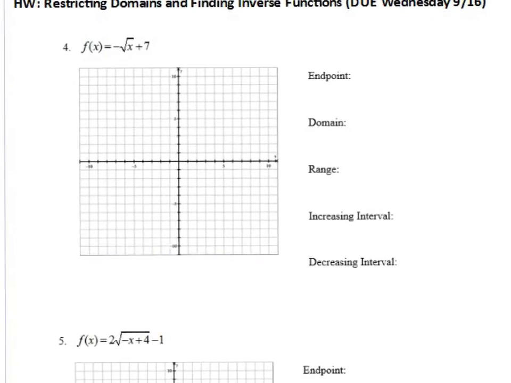So let's look at number 4. Negative square root of x plus 7. My endpoint is going to be 0, 7. Pick another nice number to substitute in for x. Let's pick 4. That's going to be negative square root of 4 plus 7. That's -2 plus 7. That is 5. So we'll go to 4, 5, right there.